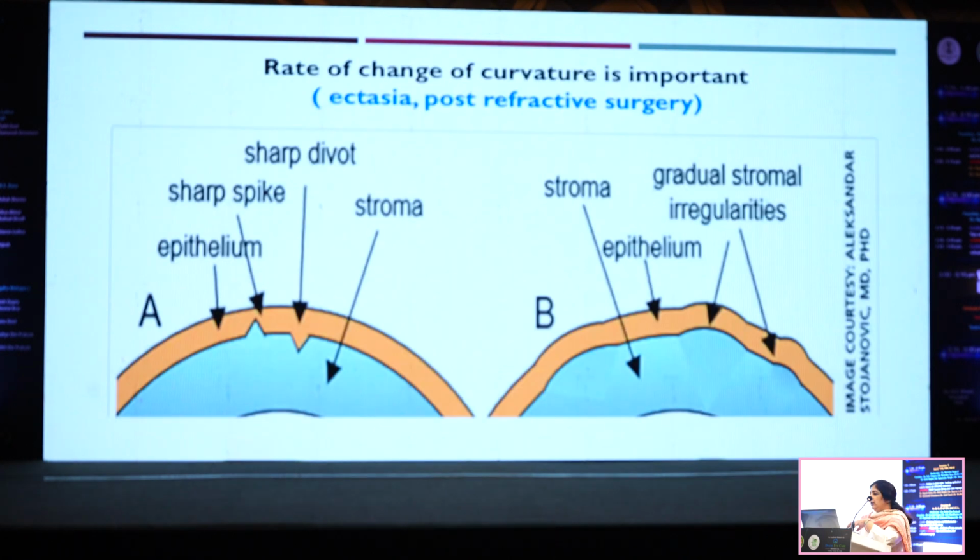The rate of change of curvature is important. The rate of the curvature in the cornea changes post-ectasia, whether it be iatrogenic or natural ectasia like keratoconus. And what we are concerned about here is the change in curvature that we induce post-refractive surgery, whether it be a myopic refractive surgery or a hyperopic refractive surgery.